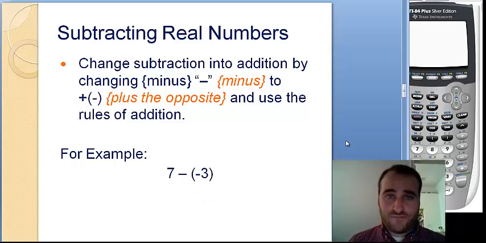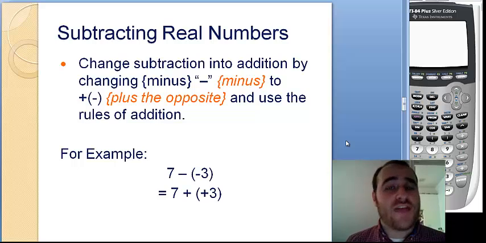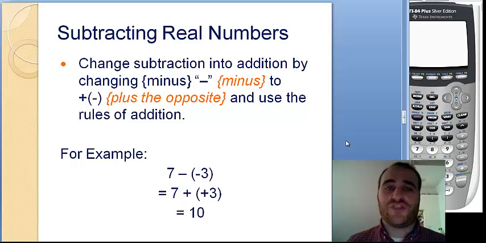Let's try it again. 7 minus negative 3. We do 7 plus, and then we change the sign of the negative 3 to positive 3. So we have 7 plus 3, which is 10.